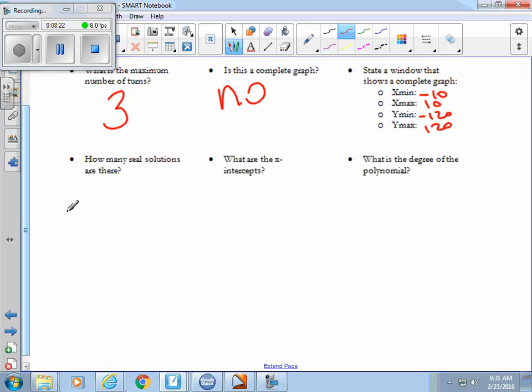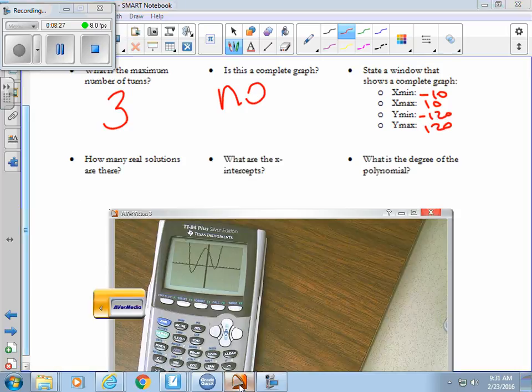How many real solutions are there? And what am I looking for? I'm looking for when it crosses the x-axis. It is a little bit hard to tell right here, not as much on this one. So if you do need to zoom in, do it. Does everyone know what I mean by that? This one I think is pretty easy to tell, but if you can't tell if it dips below or if it just touches, go zoom in on it and see. This one clearly crosses 4 times. Do we agree?